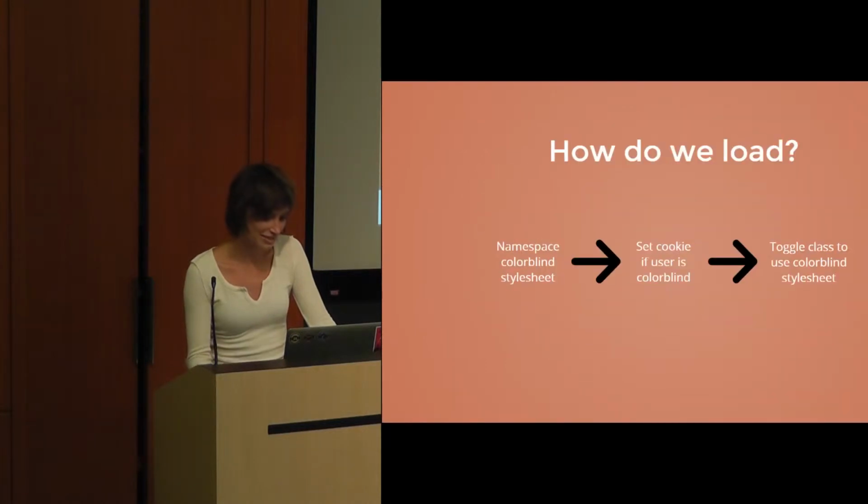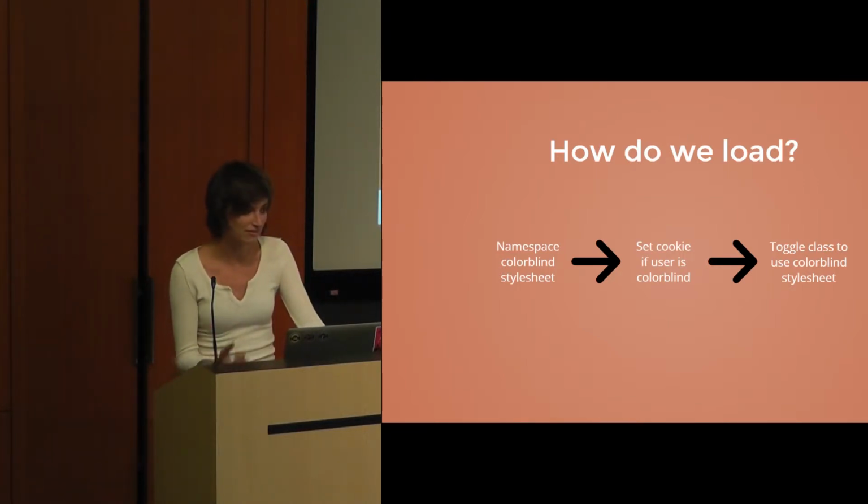So now we have these two style sheets. How do we load this on our site? One way that's pretty common with this type of configuration is you would namespace your colorblind style sheet, set a cookie if the user selects that they're colorblind, and then toggle the class based on that. But that's kind of a pain to do. And if you're dealing with multiple types, it kind of gets annoying, and we want to cover JavaScript later, so it might get a little hairy.